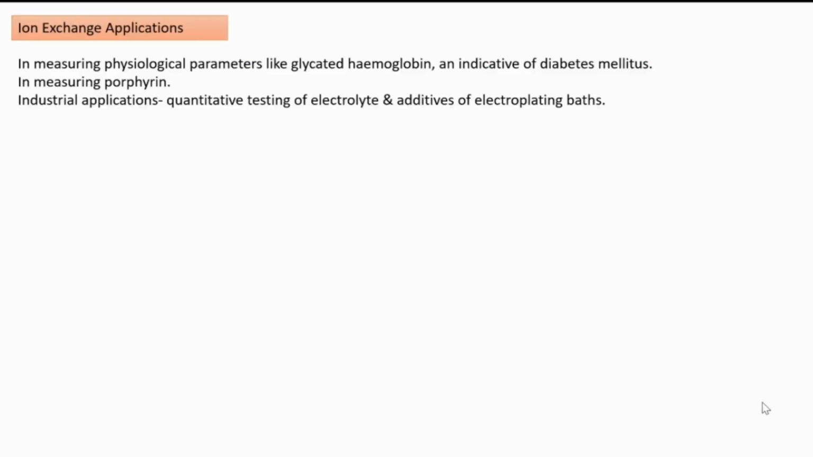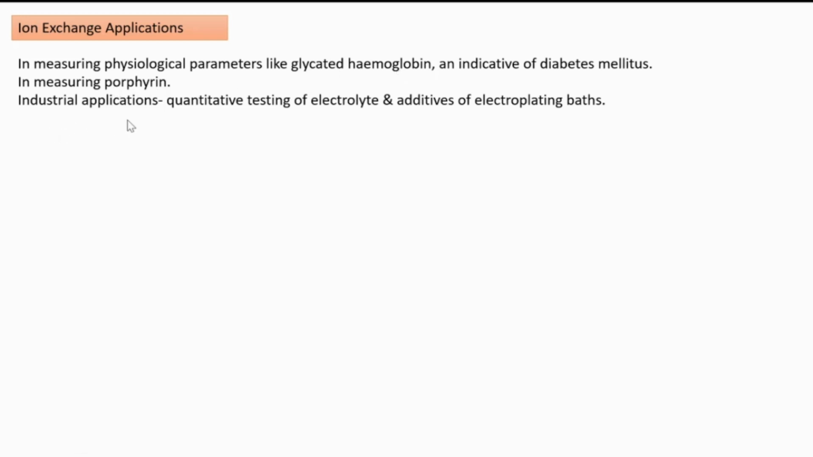Then what about its applications? Usually it is applicable in physiological parameters, like to isolate glycated hemoglobin. Glycated hemoglobin means hemoglobin bound with the sugar molecule present in the body. The presence of this glycated hemoglobin is indicative of diabetes mellitus. Such tests can also use ion exchange chromatography. Also measuring porphyrin. Porphyrin is a constituent part present in some proteins, and it is present in hemoglobin also.